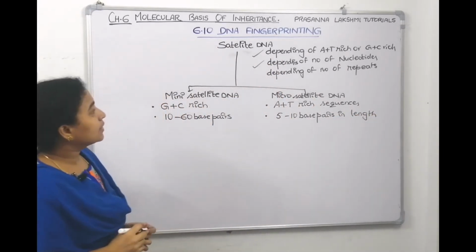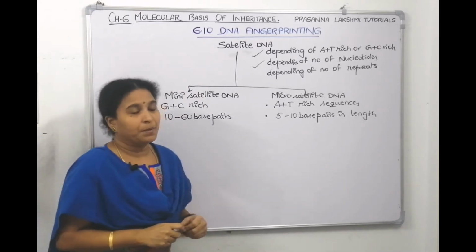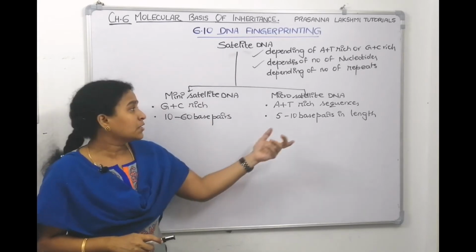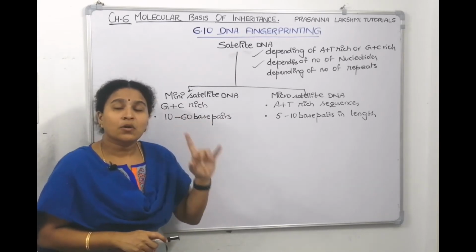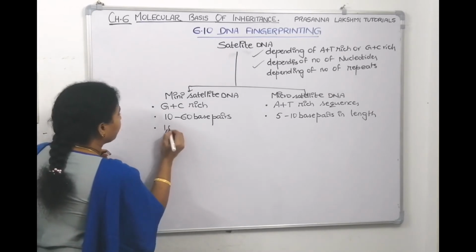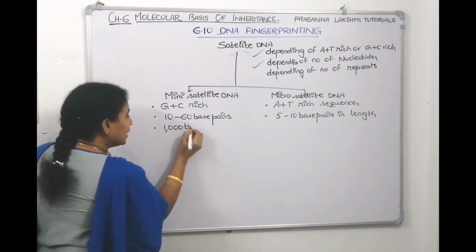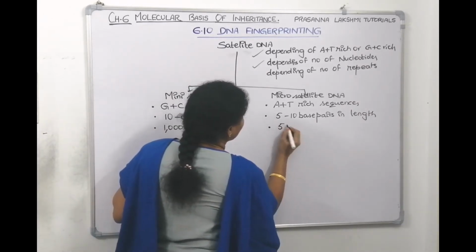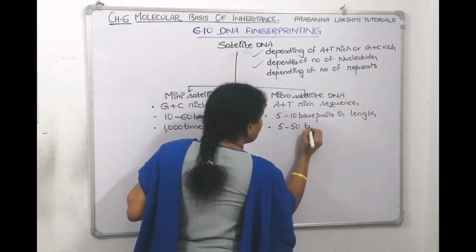Now the third point is depending upon the number of repeats. Mini satellites repeat 1000 times, whereas microsatellites will repeat only 5 to 50 times.